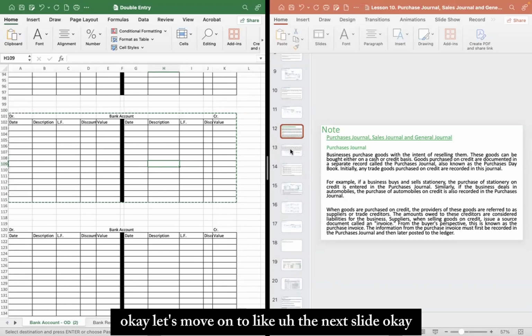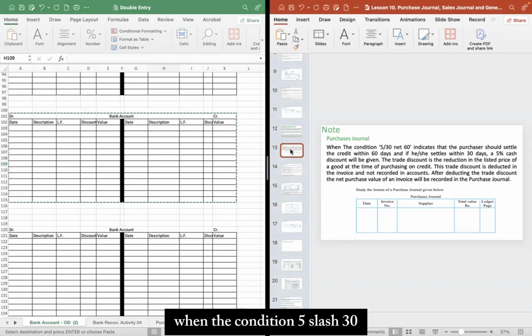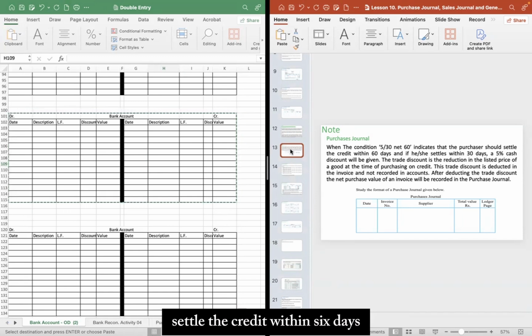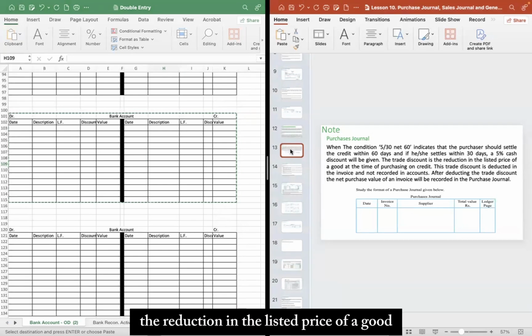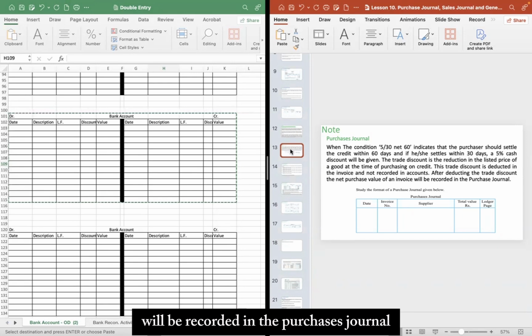Okay, let's move on to the next slide. Okay, this is a continuation of the last slide. When the condition 5/13 at 60 indicates that the purchaser should settle the credit within 60 days, and if he or she settles within 30 days, a 5% discount will be given. The trade discount is the reduction in the listed price of a good at the time of the purchase on credit. This trade discount is deducted in the invoice and not recorded in the accounts. After deducting the trade discount, the net purchase value of the invoice will be recorded in the purchaser's journal.